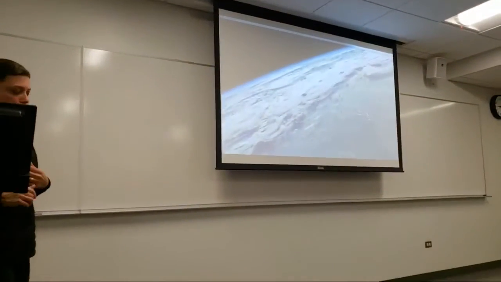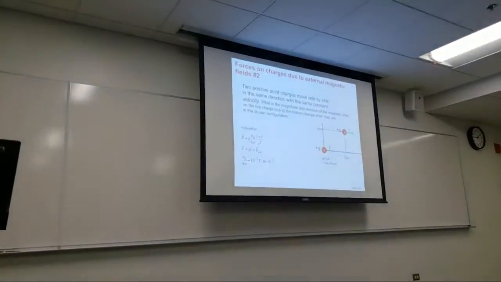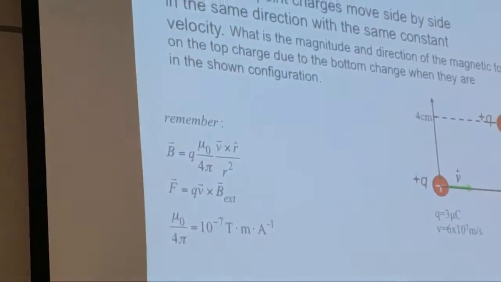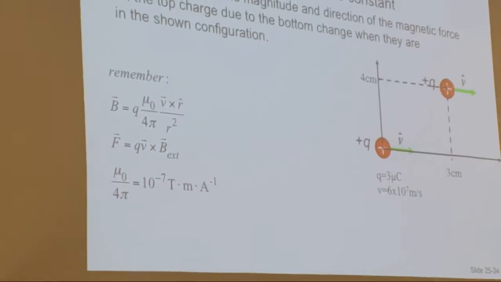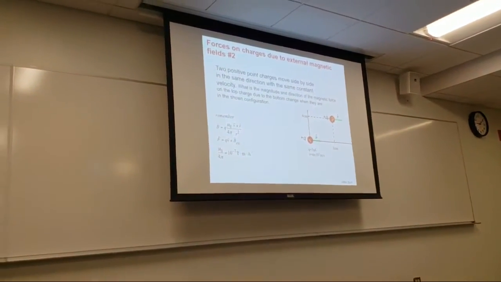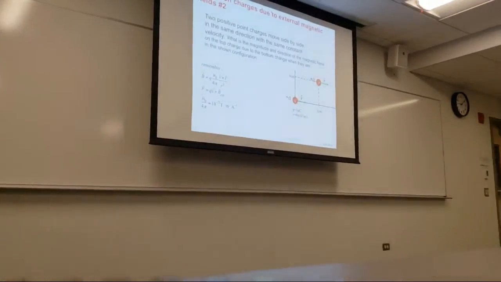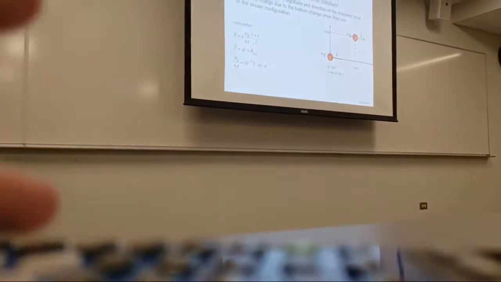So as much as a wire with current creating a magnetic field will therefore give a charge in the vicinity of that wire going at a velocity v a force on it, you can also have a situation where you have, for example, two moving charges.